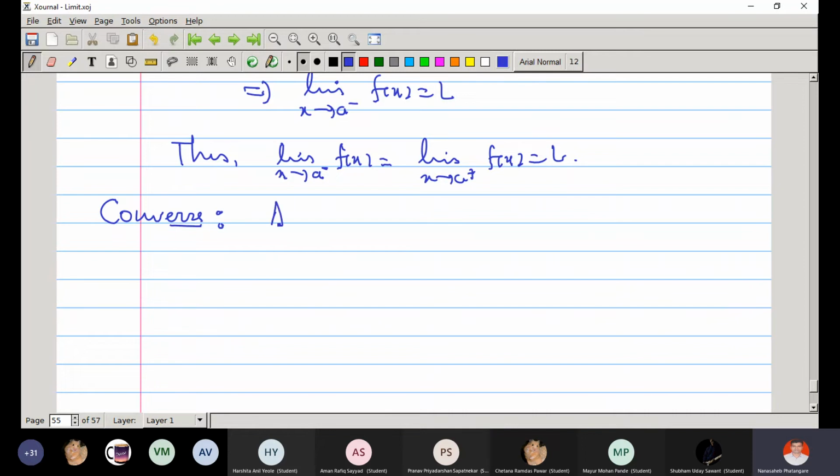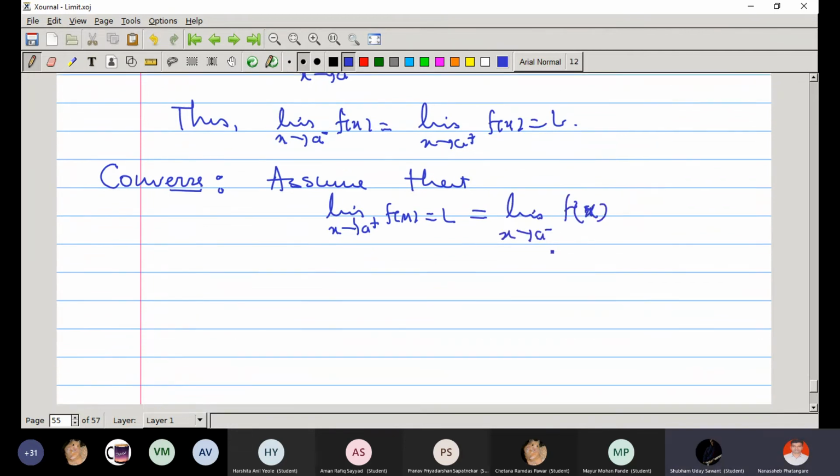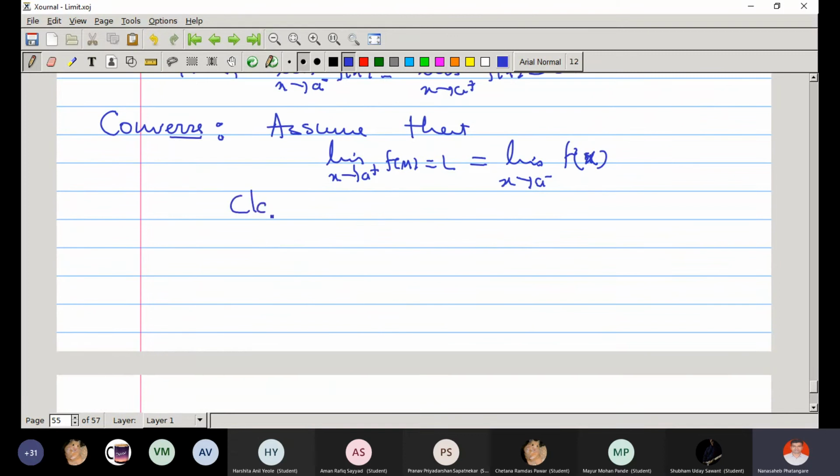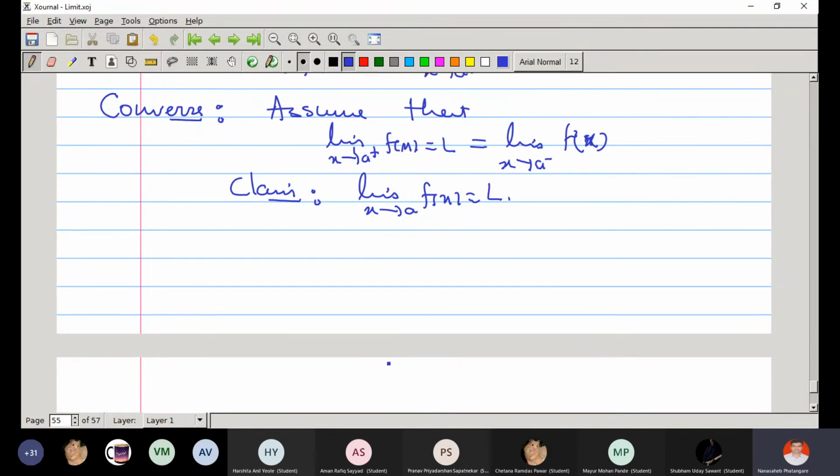What is a converse? If the left hand side limit and right hand side limit are equal to L, then the limit exists. Right. If the right hand limit and left hand limit are the same, then we claim that the limit as x tends to a of f(x) is also L. It exists, basically.